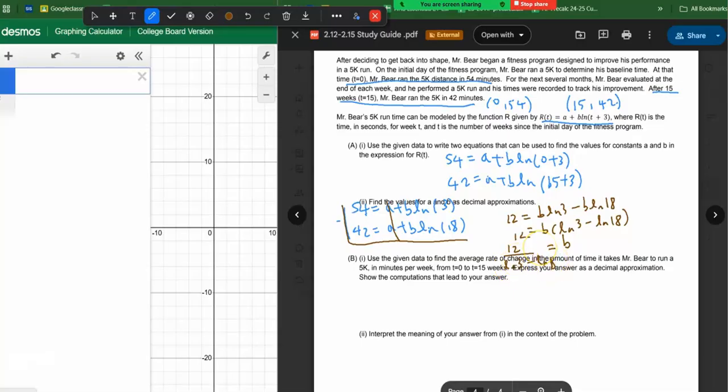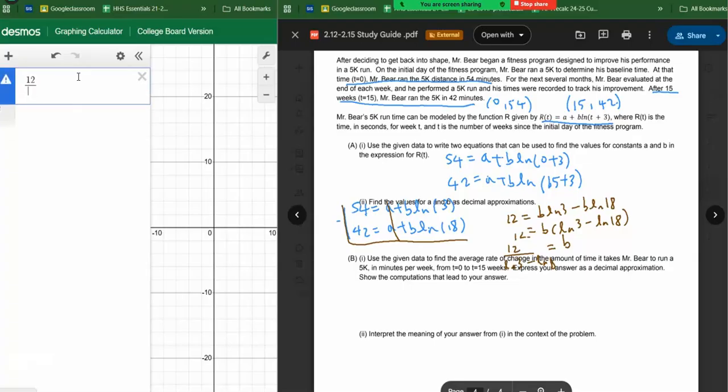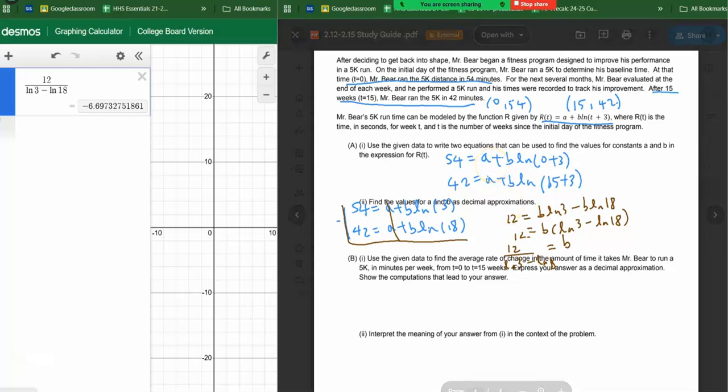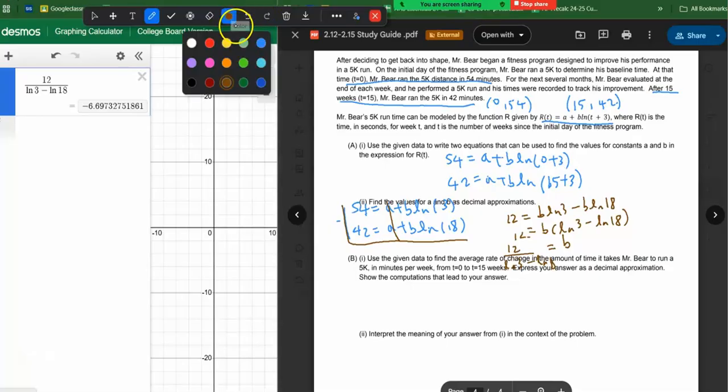Sorry, you can't see it. So I'm going to go over here and, on decimal, since I have a calculator with me, do 12 divided by natural log of 3 minus natural log of 18. Folks, that's your b value, negative 6.697. Now you have to find the a value. So how are you going to find the a value?